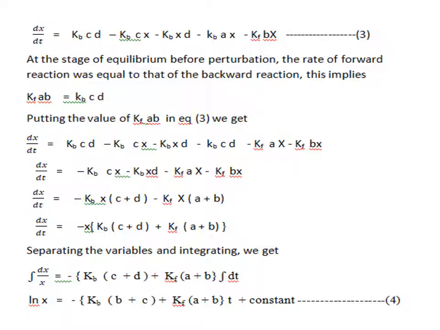Now upon integration, the integration of dx over x is equal to log x, which will be equal to minus Kb into C plus D plus Kf into A plus B into t plus constant. The integration of dt is equal to t plus integration constant. This is equation number 4.